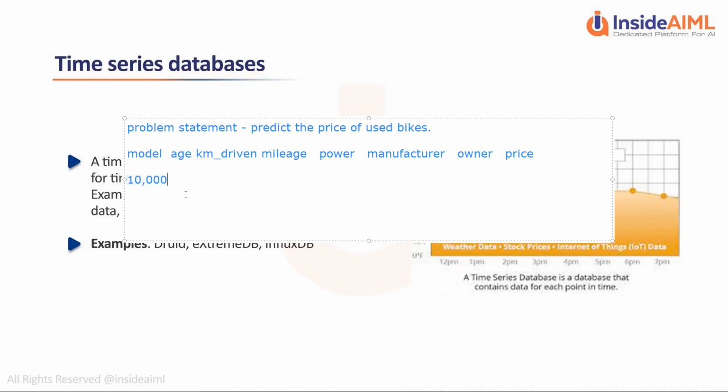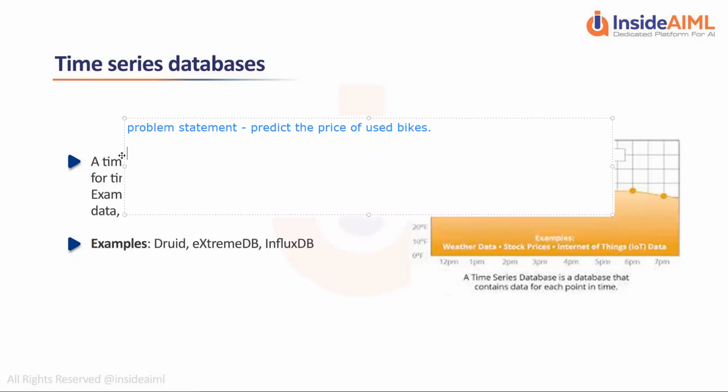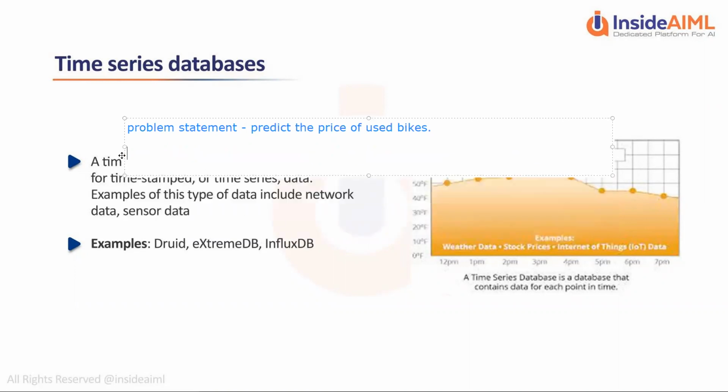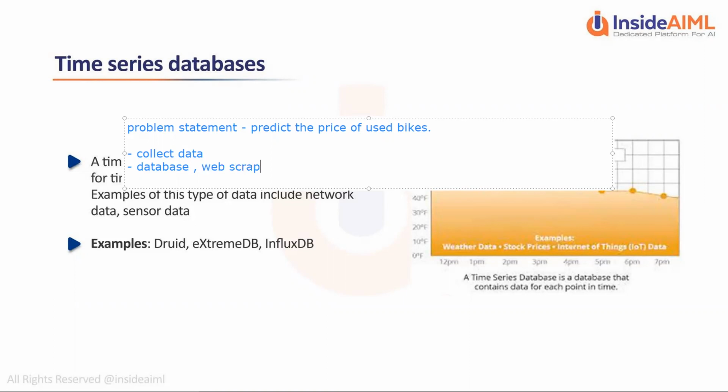So first of all, I need to collect the data. Defining a problem statement is the first thing. After that, I need to collect the data, right? So there are different ways of collecting the data based on your project. Data sometimes might be present in a database. Sometimes the data might not be present in a database. It might be present over the internet, so you'll have to do web scraping at that time. So you'll have to download the data from the web. Okay.